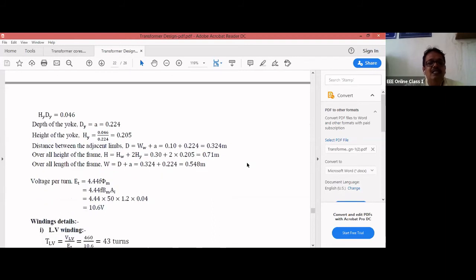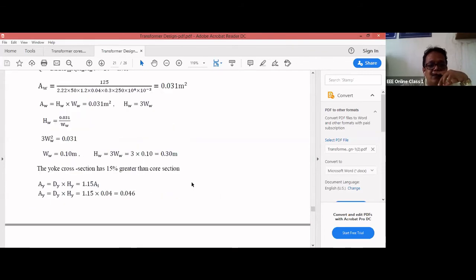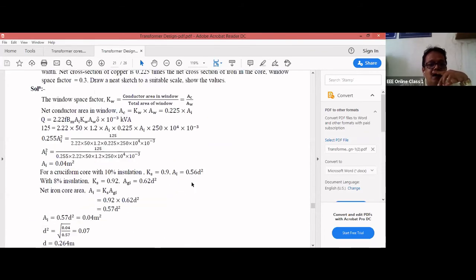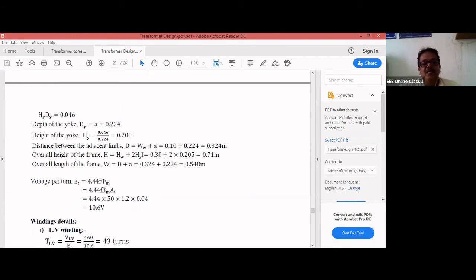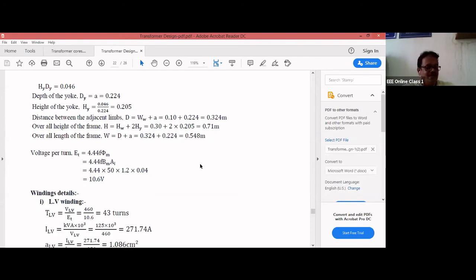Then you can calculate the overall height of the frame. H is equal to HW plus 2HY. Put the values. Overall length of the frame, W is equal to D plus A, and D you calculate as WW plus A. That formula you use, and you calculate D. You put in the T value here, then you got 0.548 meter. This is nothing but the overall length of the frame.